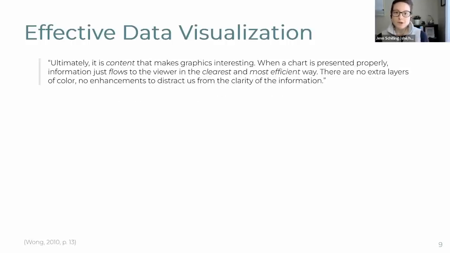Dona Wong has a book called The Wall Street Journal Guide to Information Graphics, and it's a really great little guide to data viz principles. This is a quote from that book that says, ultimately, it is the content that makes graphics interesting. When a chart is presented properly, information just flows to the viewer in the clearest and most efficient way. There are no extra layers of color, no enhancements to distract us from the clarity of the information.